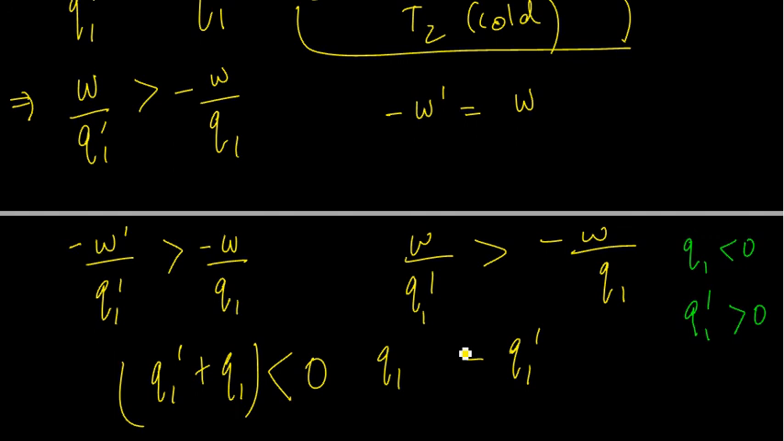I take Q1 on this side in the negative sign, right? So it will be minus of Q1 prime is less than, fine.